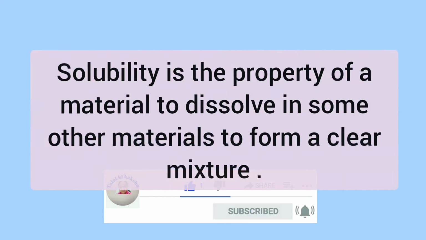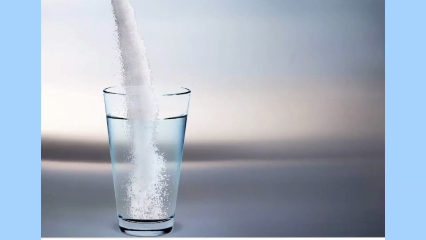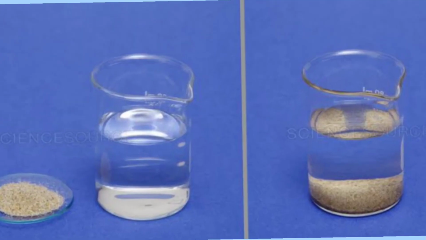Seventh property is solubility in water. Solubility is the property of a material to dissolve in some other material to form a clear mixture. Solids such as sugar, salt, detergent powder are soluble in water and disappear in water. Solids such as wax, sand, chalk and sawdust are insoluble in water.